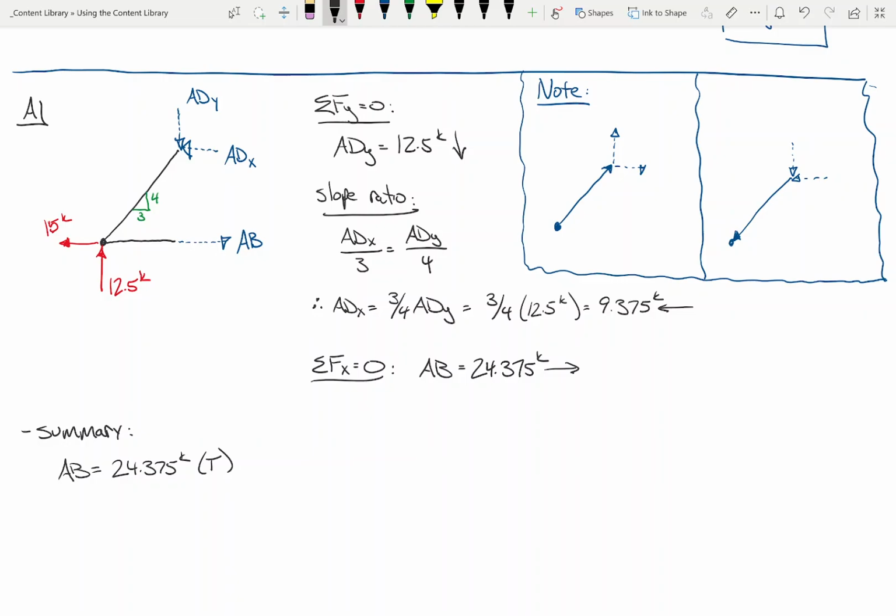Now, what about member AD? Is member AD experiencing tension or compression? Compression. Because both forces are pointing towards the joint. What is member AD, by the way? How do we do that? There you go.